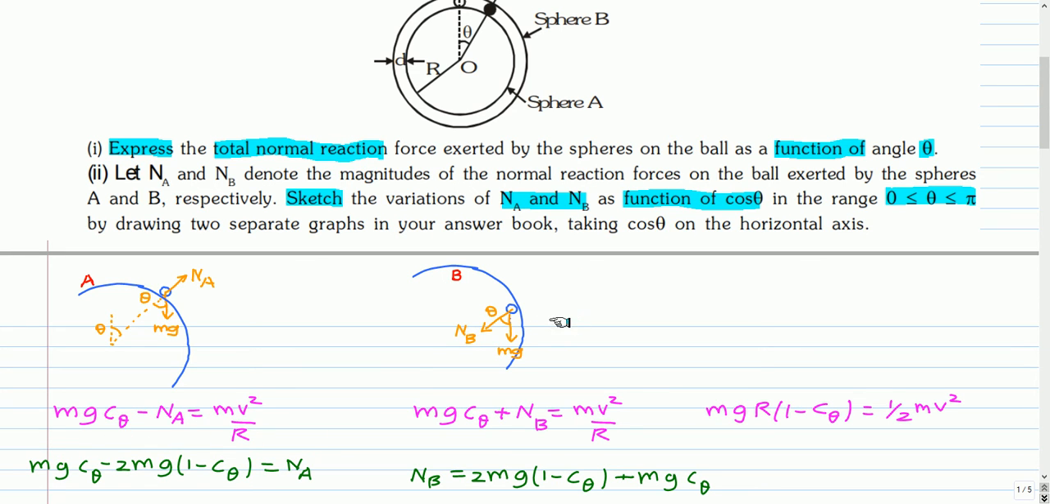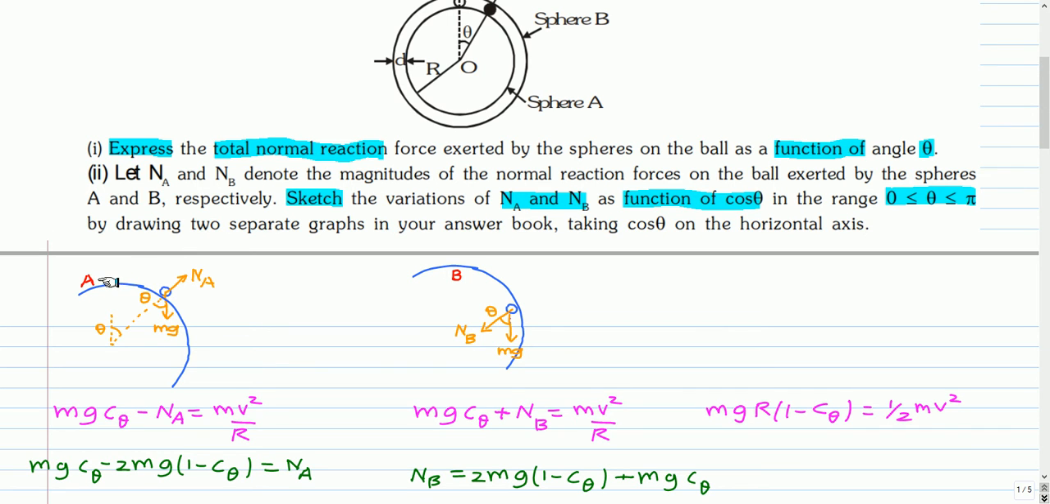So similarly for the sphere, when it touches the sphere B, the forces radially inward will be the normal reaction plus mg cos theta, and that will be equal to the centrifugal force mv square by r. We can also write another equation which relates the velocity as a function of theta.